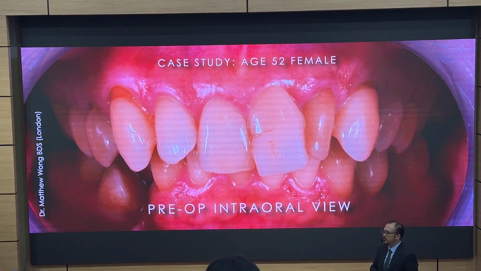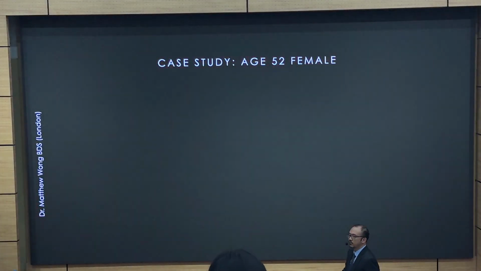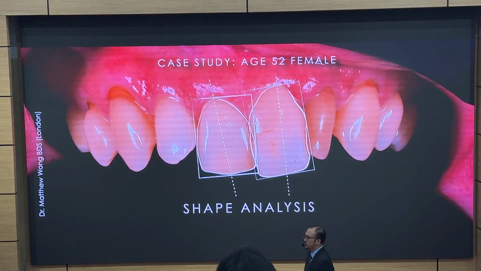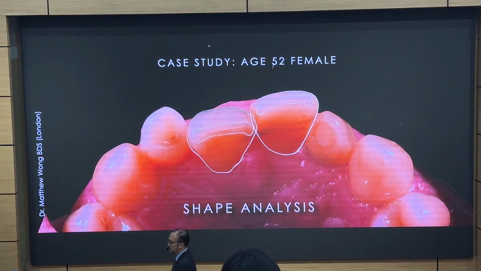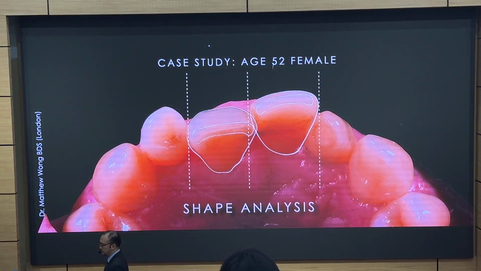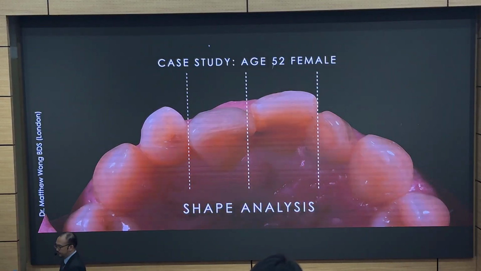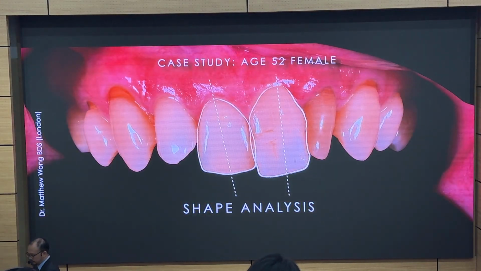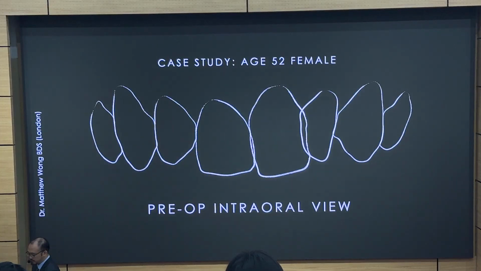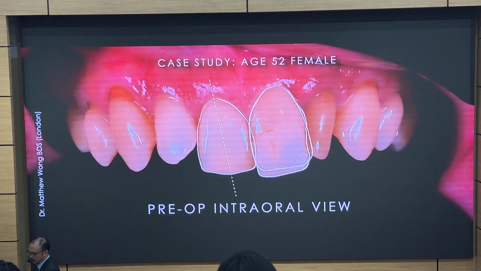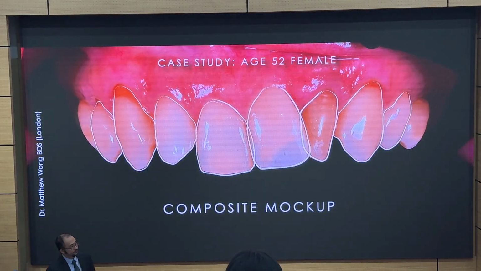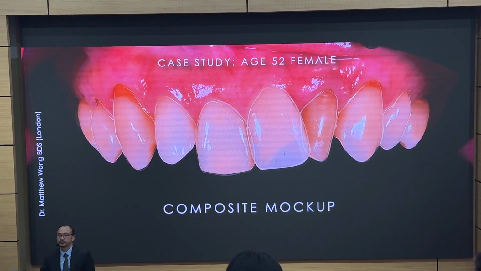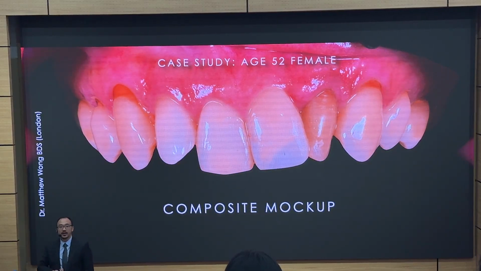Yeah? So we took some expired composite, I modified some of the existing composite. I do some very, very brief shape analysis. I'm not going to go through this in detail with you guys. We went ahead and did a composite mock-up. So I asked her, is this okay? She said yes. Okay, good.